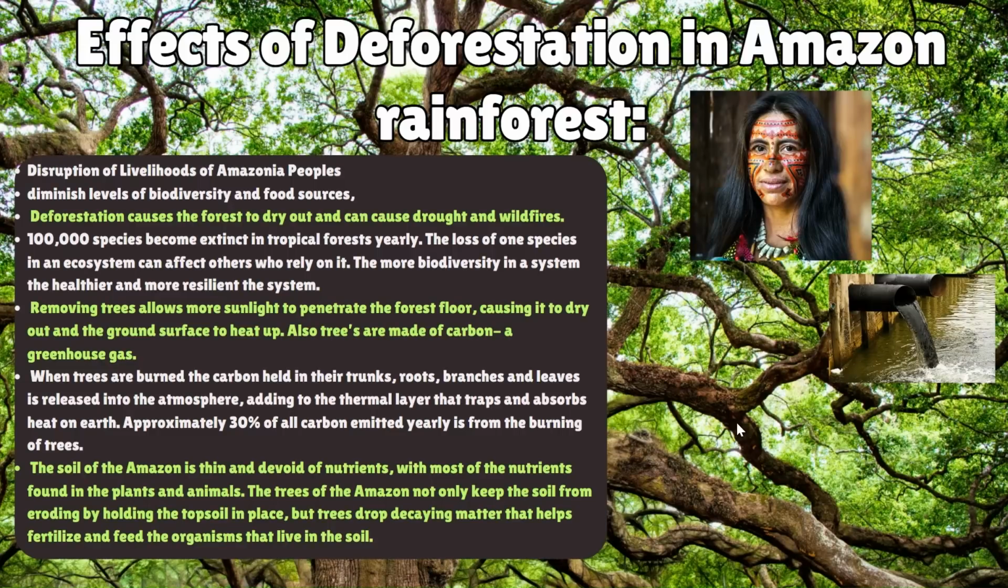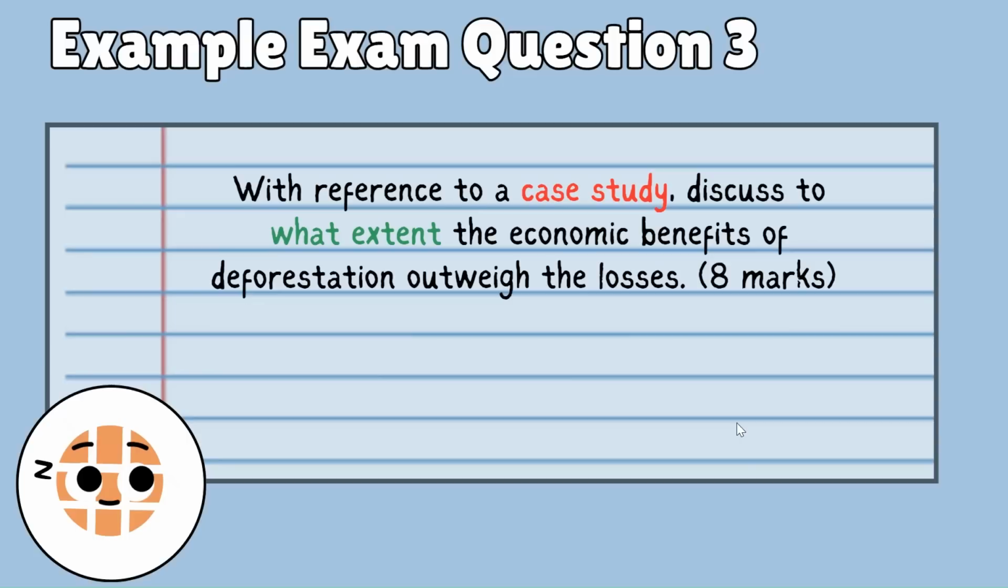Now, the soil of the rainforest, we already discussed, is quite thin and it's devoid of nutrients, and therefore if you get rid of the trees, the nutrients will only decrease. So the soil will not be able to repopulate and grow more vegetation.